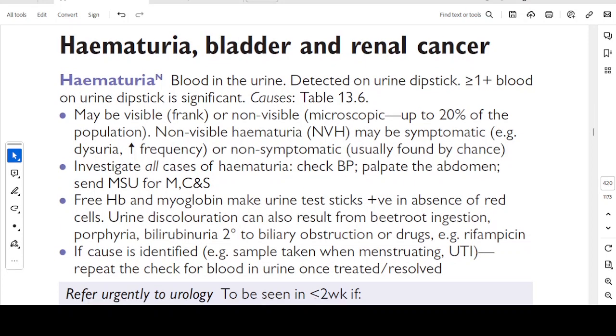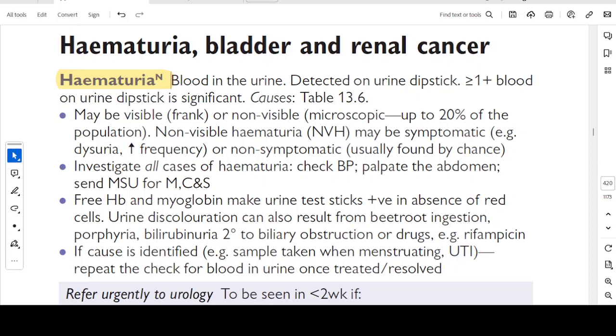Page number 420. Hematuria, bladder and renal cancer. Hematuria is blood in the urine, detected on urine dipstick. More than 1 plus blood on urine dipstick is significant. Causes are in table 13.6. It may be visible or frank, or non-visible or microscopic, in up to 20% of the population. Non-visible hematuria may be symptomatic, for example with dysuria or increased frequency of urination, or non-symptomatic, usually found by chance.